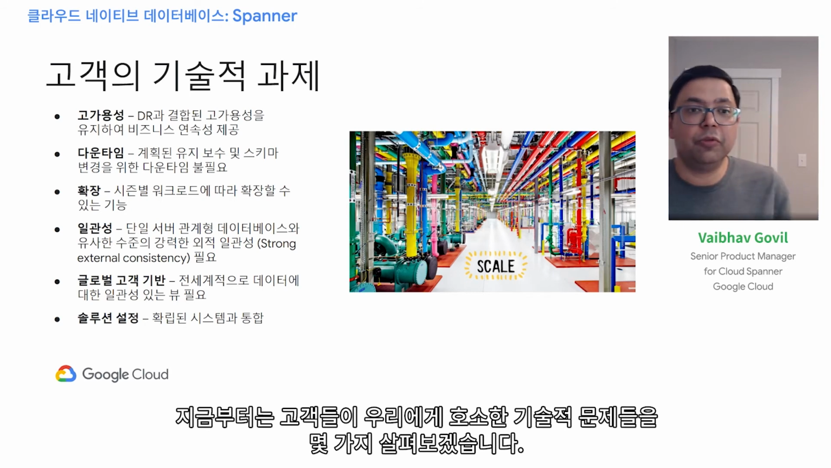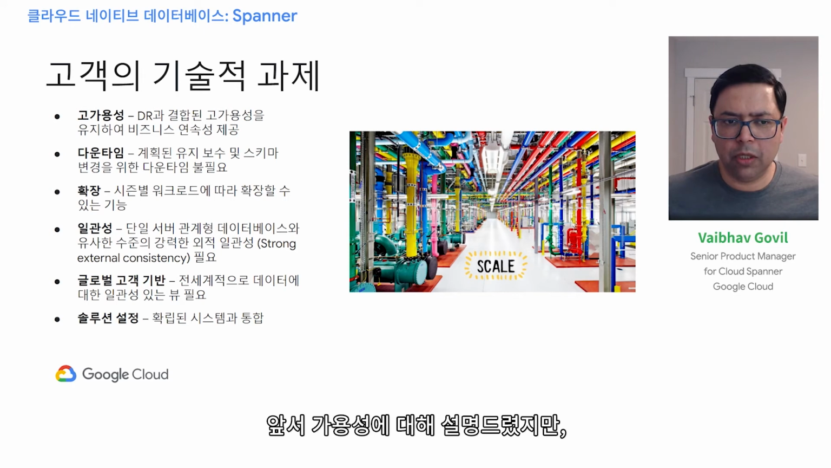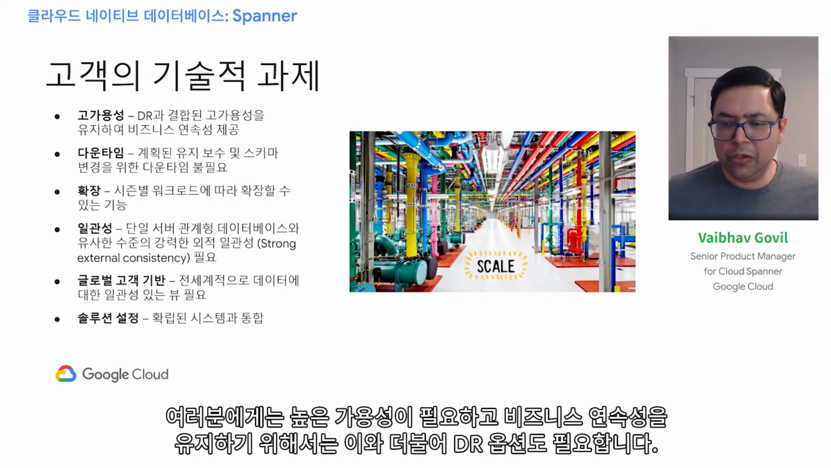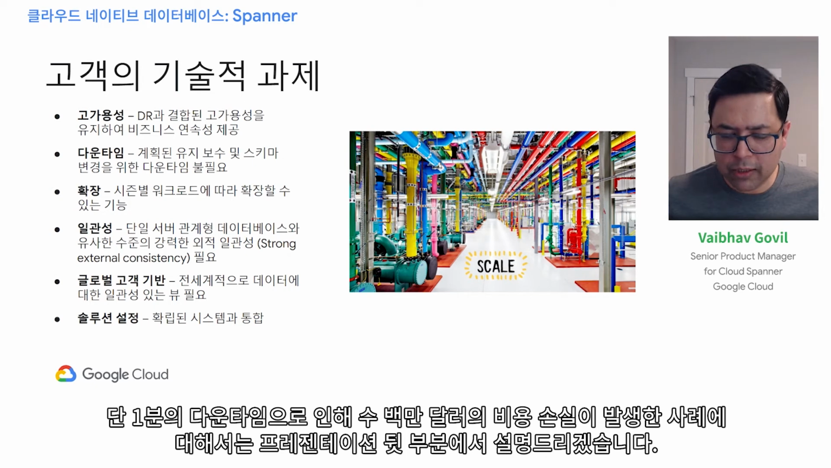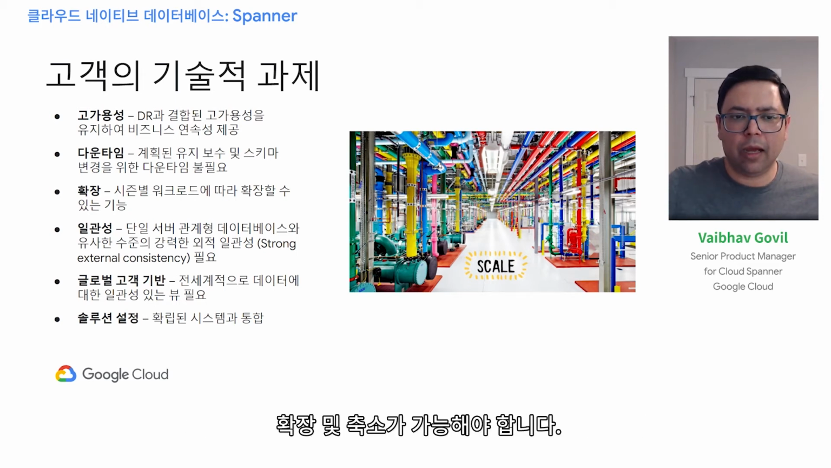Now let's talk about some of the technical challenges which customers have told us about. I was talking about availability. You need that high availability. You want to have DR options along with that so you can maintain high business continuity. We are going to talk about some of the use cases later in the presentation where a single minute of downtime means millions of dollars. Scale, we have spoken enough. You need the ability to scale up and scale down.